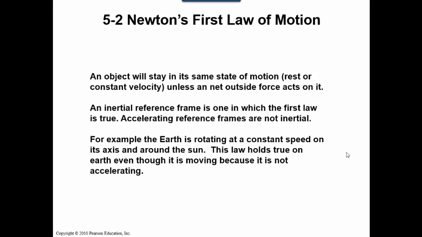So, for example, the Earth is rotating. It rotates at a constant speed on its axis, and it's rotating around the sun at a constant speed. This law holds true on Earth, so that is an inertial frame. So the Earth is not accelerating, getting faster or slower as it spins on its axis. So since the law of inertia works for the Earth, it's considered an inertial frame, because it itself is not accelerating.